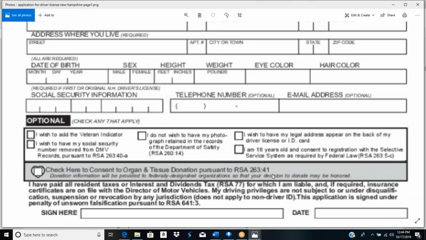Only thing I see is I have paid all residential taxes or interest and dividend tax for which I am liable and I am required. Insurance certificates are on file with the Director of Motor Vehicles. My driving privilege are not subject to or under disqualification, suspension, or revocation by any jurisdiction. Does not apply to non-driver ID. This application is signed under penalty of unsworn falsifications. All right. Penalty of unsworn falsifications, gentlemen, is a 7-year prison sentence.